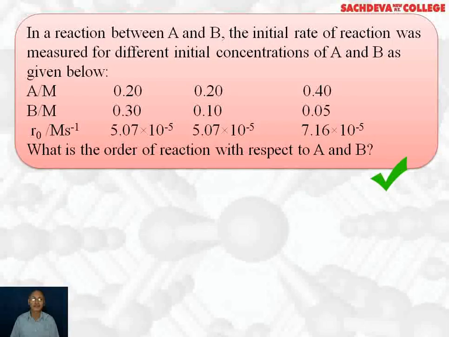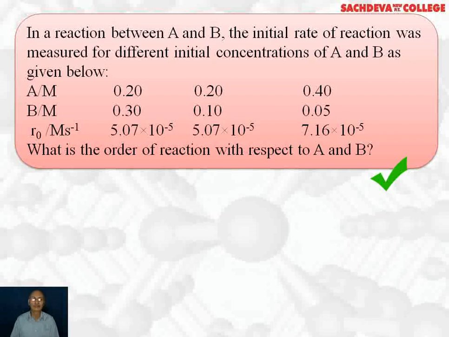Next question, this is also based on initial rate method. In the reaction between A and B, the initial rate of reaction was measured for different initial concentrations of A and B as given below. Initial concentration of A is 0.2, then 0.2 and 0.4. Concentration of B is 0.3, 0.1 and 0.05. Rate is expressed in molarity per second.